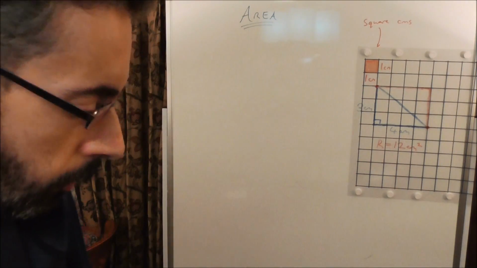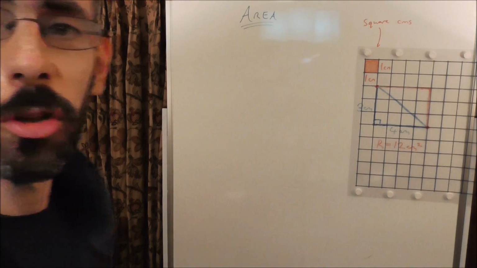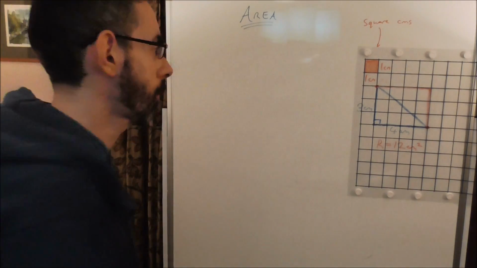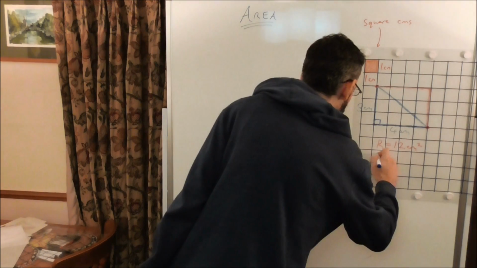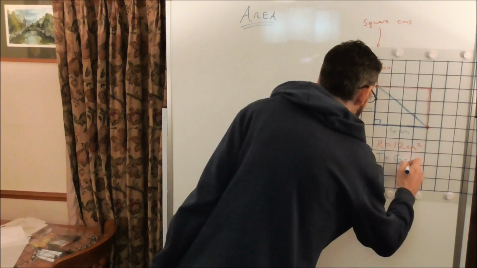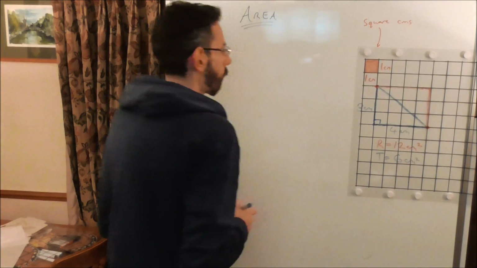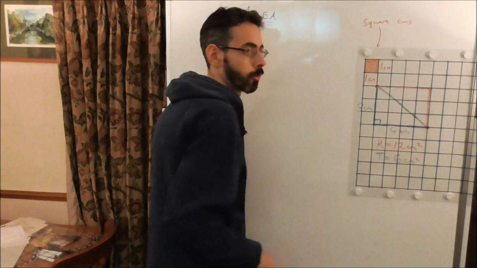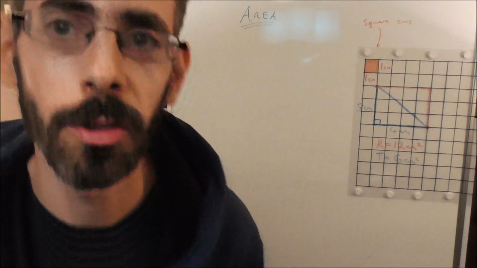So what's the area of the triangle going to be, do you think? Well, it's half as big, so it covers half as many squares. So the area of the triangle is just half of 12, so it's 6 square centimetres. So the rectangle covers 12 squares, the triangle covers half as many squares, it covers 6.